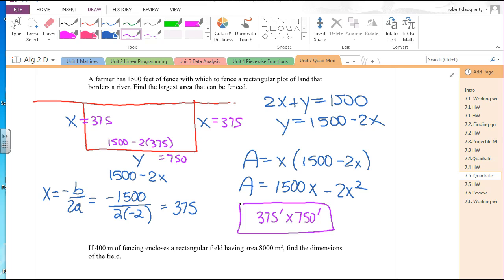Okay, yeah, you guys should know that. I mean, this is answering the word problem. This is about the bare minimum. I'm not making you write words, but at least you know that. So it's 375 feet by 750. You can strive for that. So let's look at the next one.